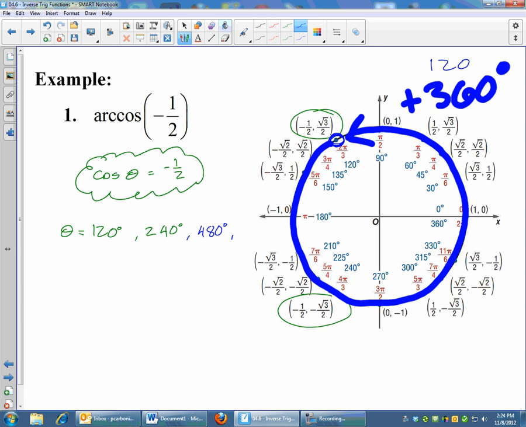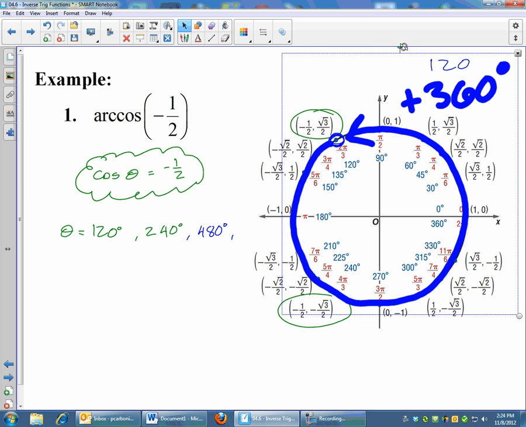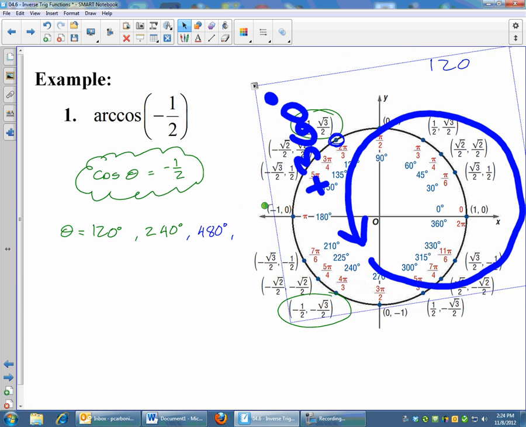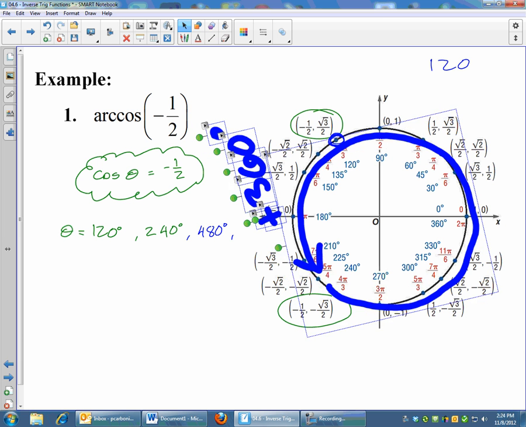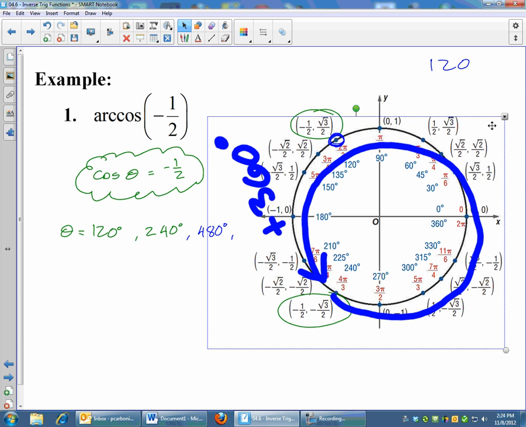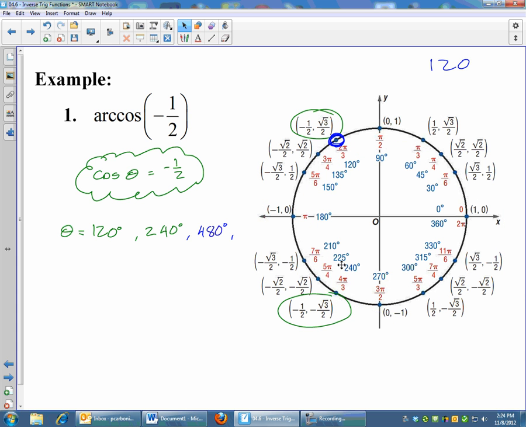Likewise, I could do the same thing with 240. I could go all the way around my unit circle at 240. So if I start at 240 and I go all the way around my unit circle, 360 degrees, then the next time I get back to that same place, 240 plus 360 is 600 degrees. And then I could keep adding 360 a million times and come up with a whole bunch of different answers.